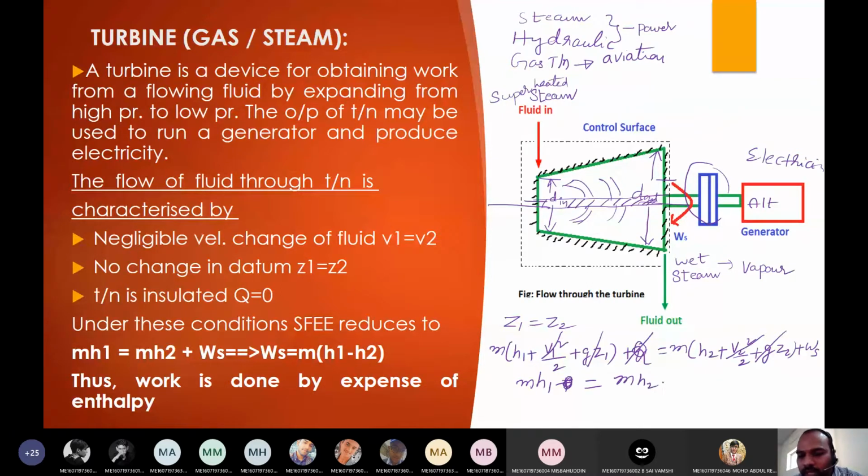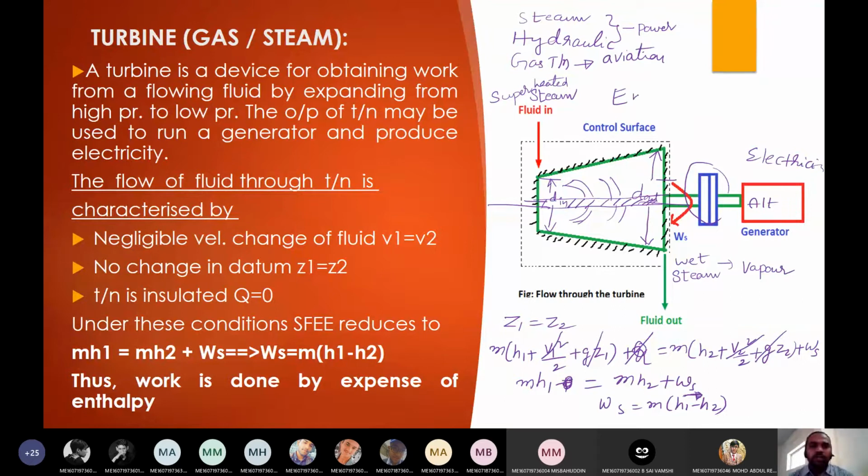Therefore, what happens to the enthalpy? Enthalpy is decreasing from inlet to outlet. Yes or no? H1 is greater than H2. What does it mean? Enthalpy is decreasing, meaning the work is done at the expense of the enthalpy. When the steam is passing through the turbine, the enthalpy drop is going to take place. You should remember enthalpy drop.